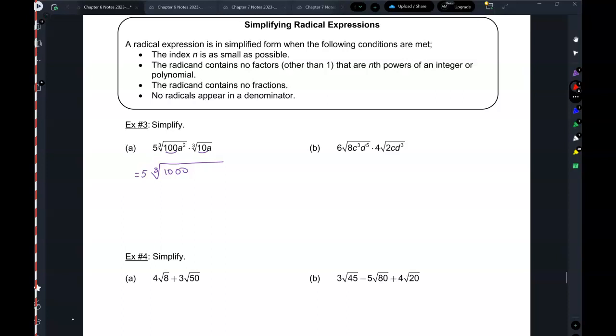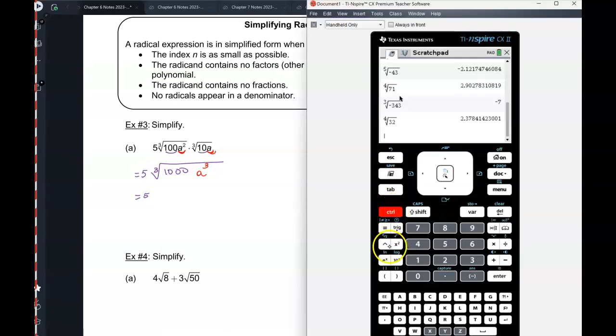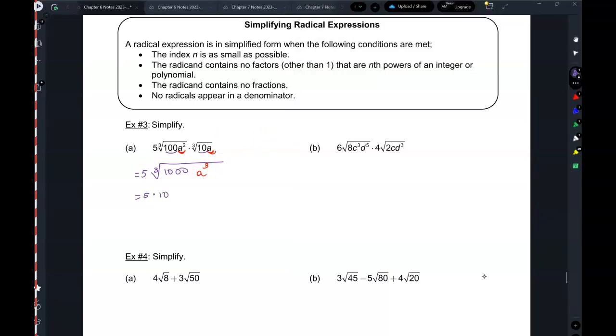Okay. So now I have a squared times a cubed. Okay, so now this is 5 times the cube root of 1,000. Now that we can, first try on the calculator, right? So cube root of 1,000. Oh, look, it's 10. Okay, so that's going to be 5 times 10.